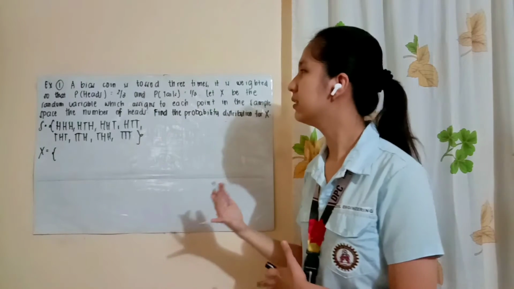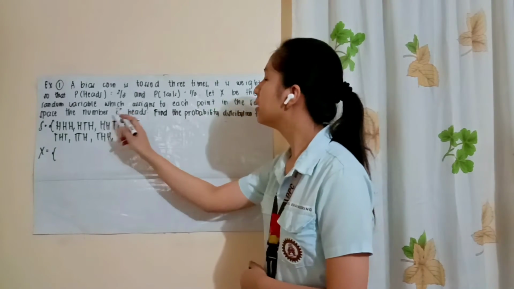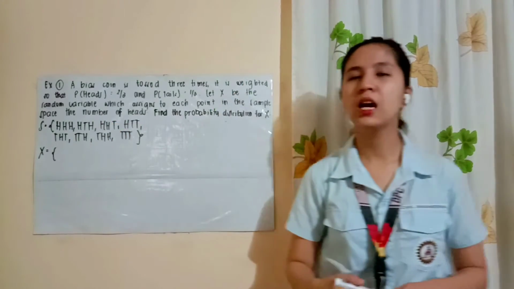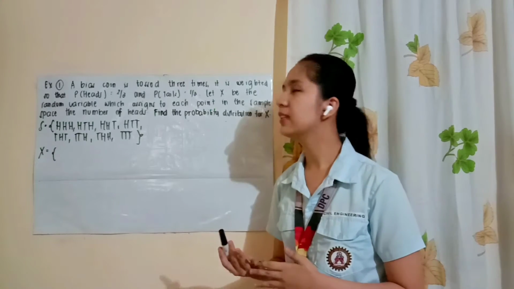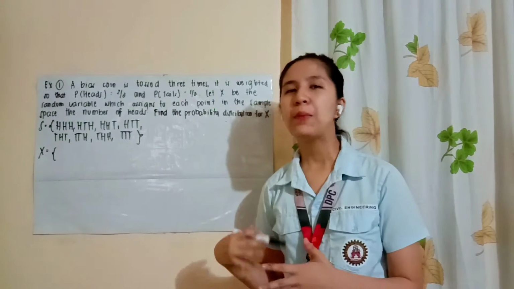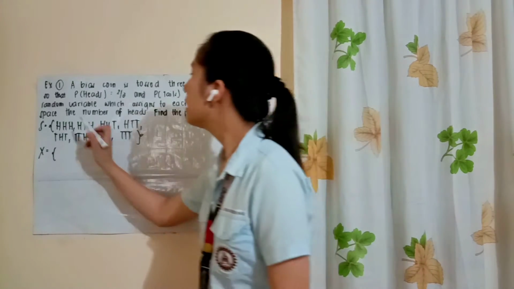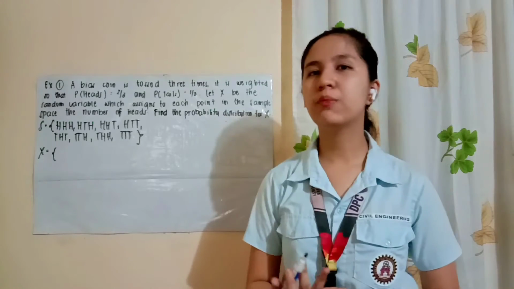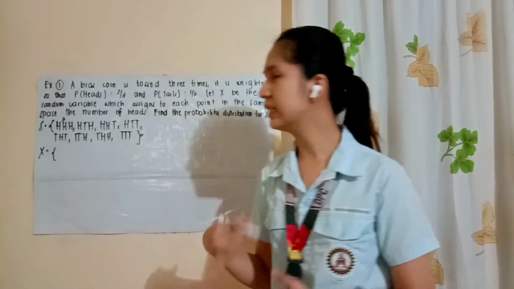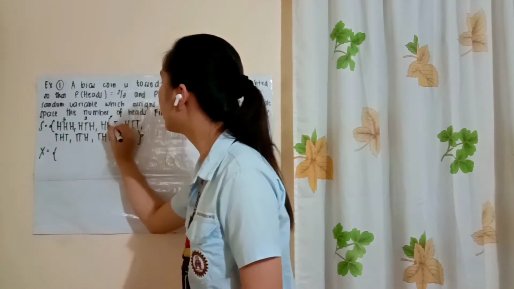So, next, mag-a-assign na tayo ng random variable. But before that, basahin muna natin uli yung problem. Let x be the random variable which assigns to each point in the sample space the number of heads. So, ibig sabihin, ang kailangan nating bilangin ay yung number of heads dun sa sample point natin para makapag-assign tayo ng value sa random variable natin. So, first, HHH. So, ilan ba yung number of heads dito? We have 3. Next, sa HTH, we have 2. In HHT, we have 2.